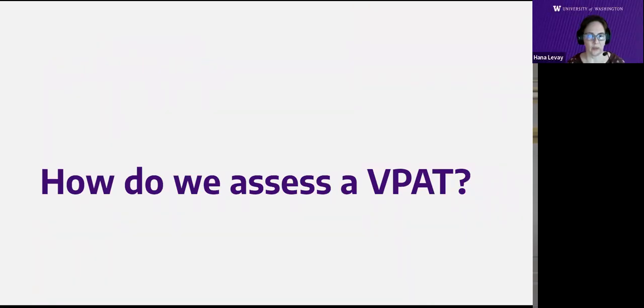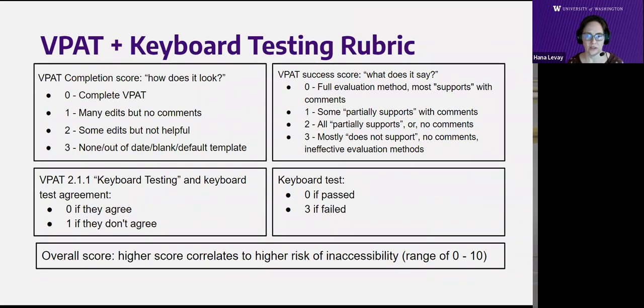So once we have the VPAT metadata collected, how do we assess it? I took the results of our keyboard testing and the spreadsheet from our VPAT assessment and put them together into a rubric with four elements. Zero is the best score for each section, and then points are added where each point is a mark against the resource. First, we have the VPAT completion score. This just considers how does it look? If it's out of date, are there a lot of comments? One time we even just received a blank template back from a vendor with no edits at all. And that's not very helpful. That would give them a 3.